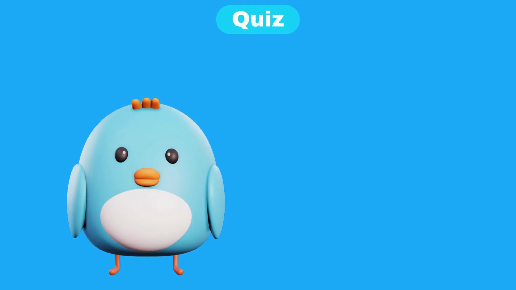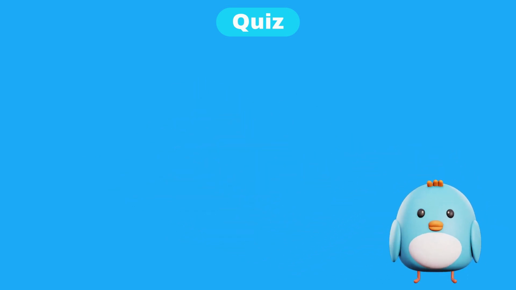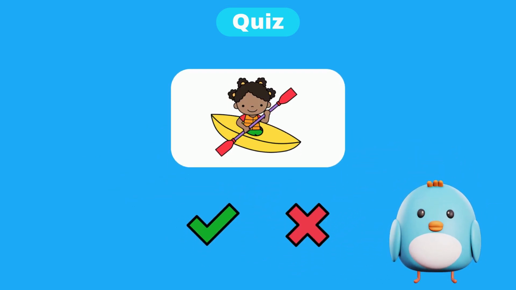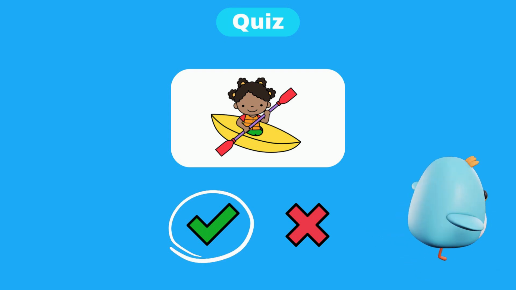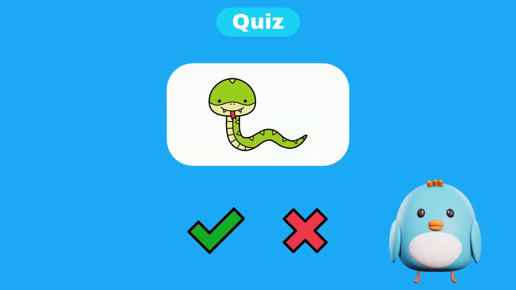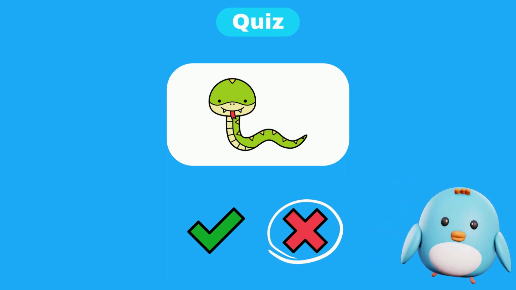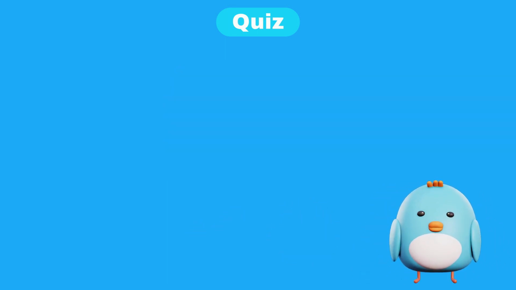Now it's time for a quiz. I'm going to say a word and you have to tell me if that word starts with the letter K sound. Here's an example. If I were to say the word kayak, kayak, and then ask you if it starts with the letter K sound, you would say yes. But if I were to say the word snake, snake, and then ask you if it starts with the letter K sound, you would say no, snake does not start with the letter K sound. Okay, it's time to start the quiz.